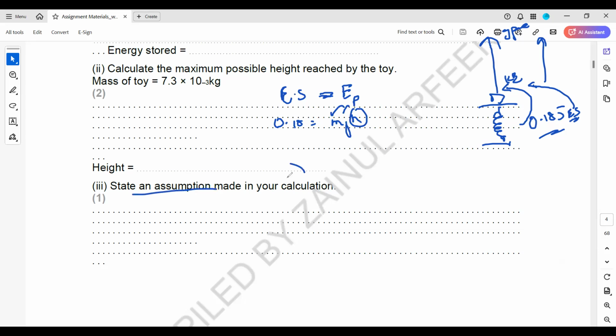State an assumption made in your calculation. So what is our assumption? We assume that there is no loss of energy due to air resistance. That is one thing. And all the energy stored in the spring is transferred. The spring transfers all of its elastic strain energy and does not keep any of the energy. That is our assumption.